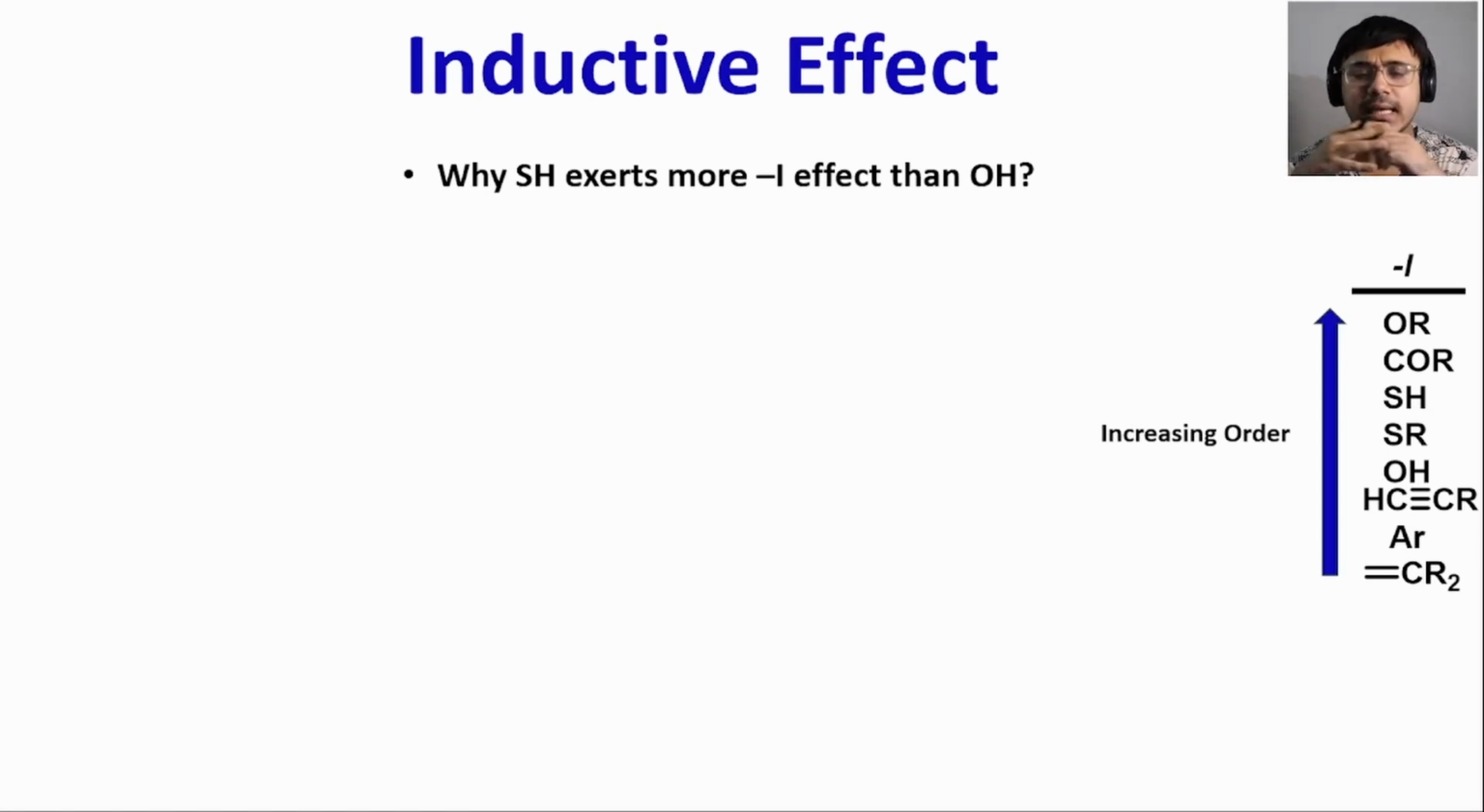Do you know why SH exerts more minus I effect than OH? Generally, it is an exception, right? Why? Because sulfur has less electronegativity than oxygen. So according to the rule of electronegativity, OH or alcohol should exert more minus I effect than thiol, right? But this is not the case.